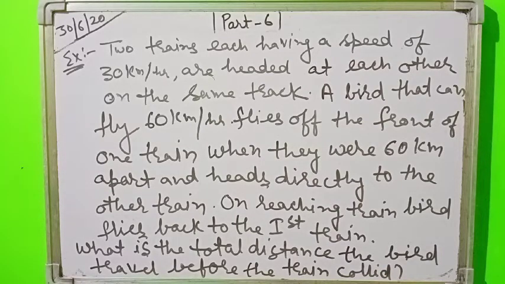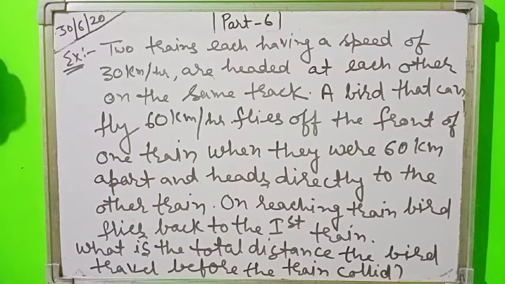Two trains having the same speed, that is 30 km per hour, and both are heading at each other on the same track, means both are facing each other. The engines of both the trains are facing each other on the single track, and both have the same speed. A bird that can fly 60 km per hour flies off the front of one train. The bird is sitting on the front of one train and flies towards the other train when they are 60 km apart, with a speed of 60 km per hour.